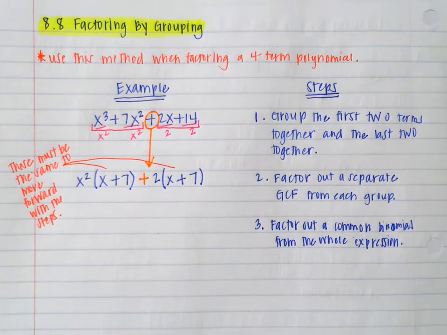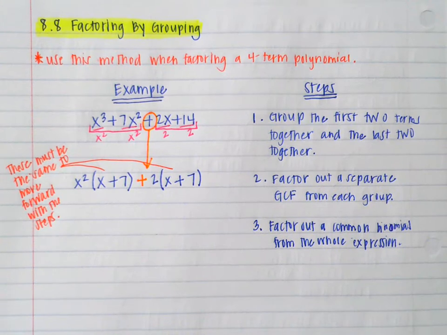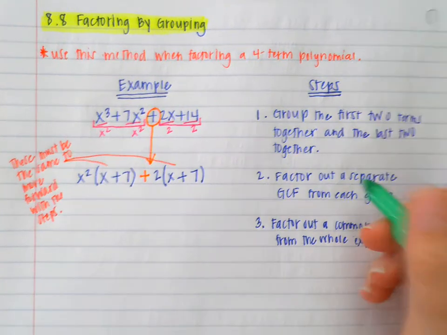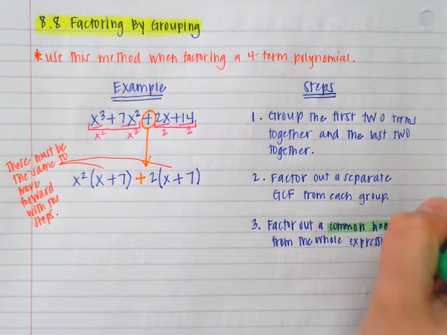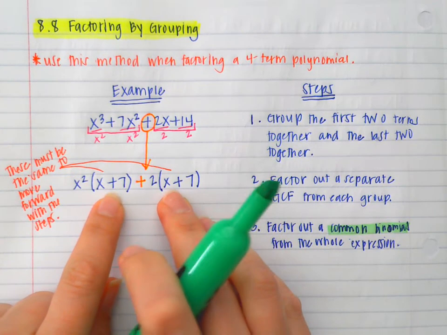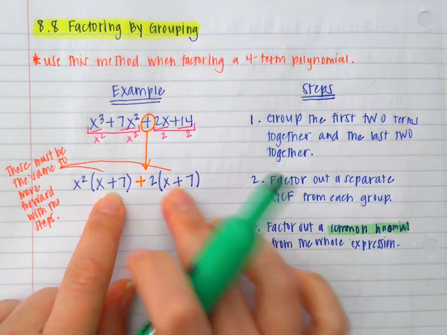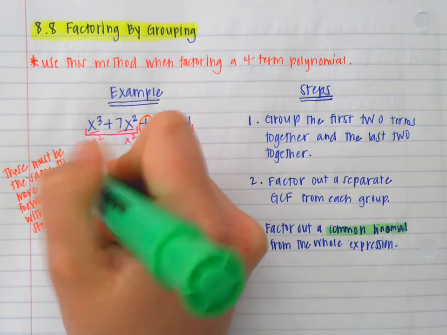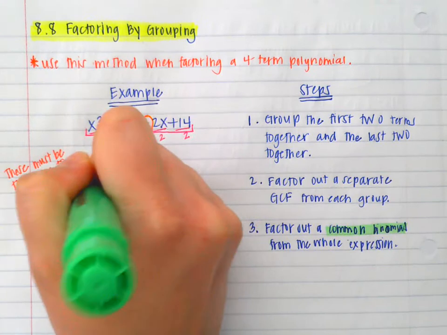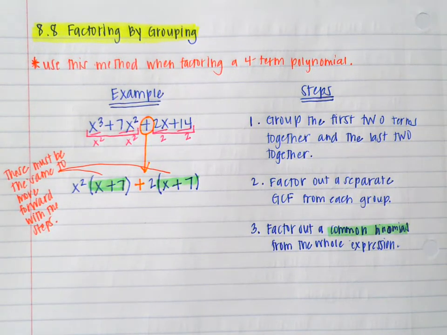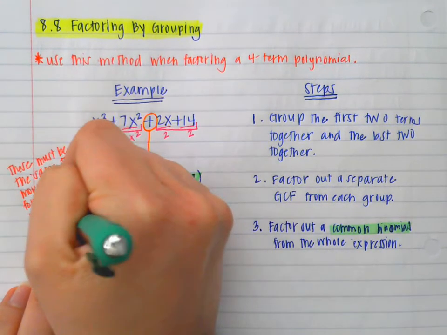Okay. So third step, factor out a common binomial from the whole expression. So I'm actually going to look at this. My common binomial here, just like we set up here, look at these two. They are exactly the same, x plus 7, x plus 7. And so that is my common binomial. And so what I'm going to do is factor out the x plus 7.